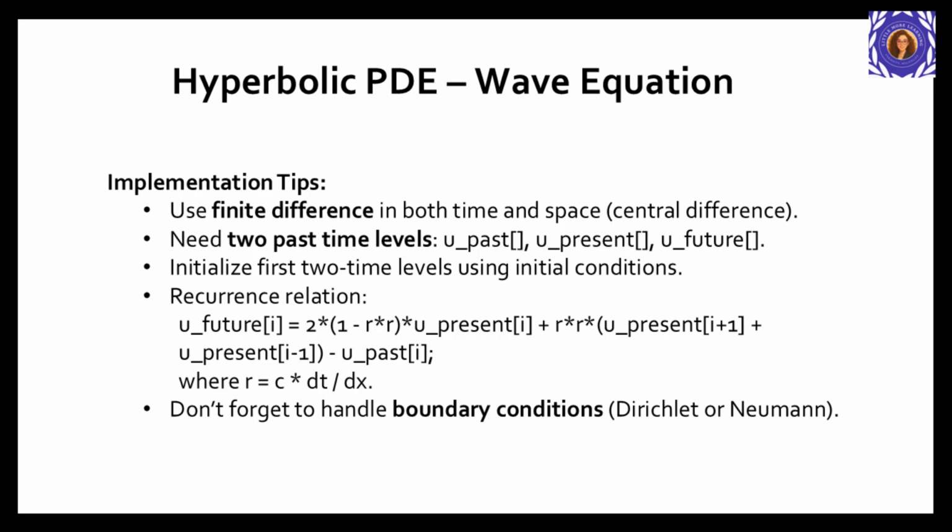Now for the wave equation, this is hyperbolic and includes a second derivative in time. That means we need two past time levels to compute the future state. We use this section of code where r equals c dt by dx. Now here's the trick. We initialize the first two time levels carefully based on the initial displacement and velocity of the waves. Get that wrong and your wave won't propagate correctly. Also, always pay attention to boundary conditions. Whether it's a fixed end, free end, or periodic boundaries, these affect the physics significantly.